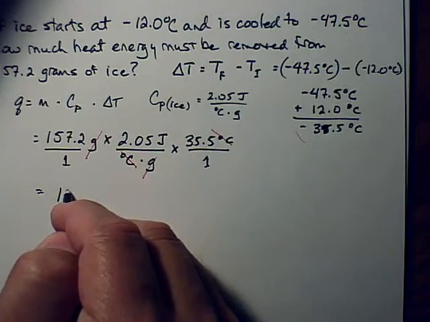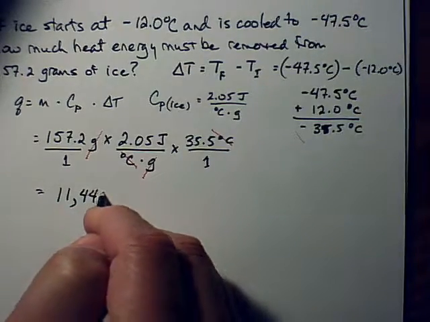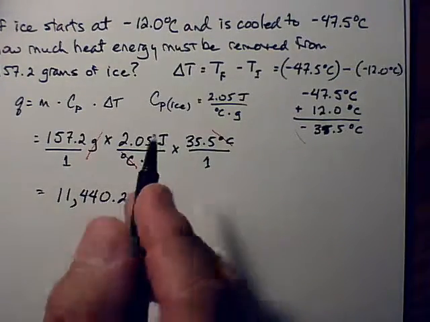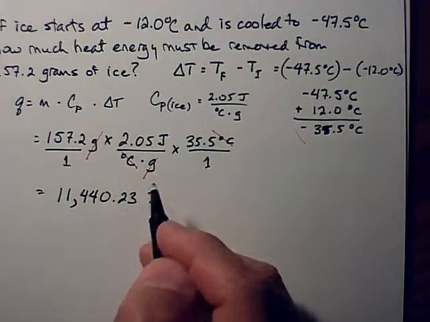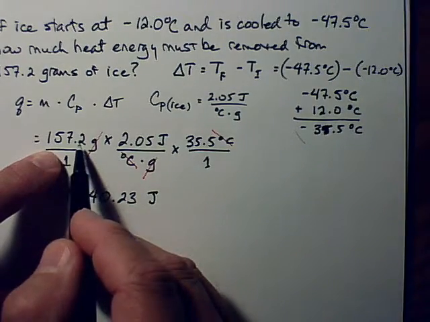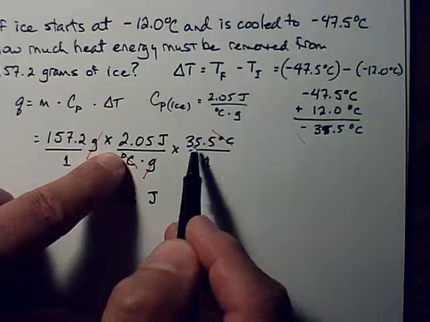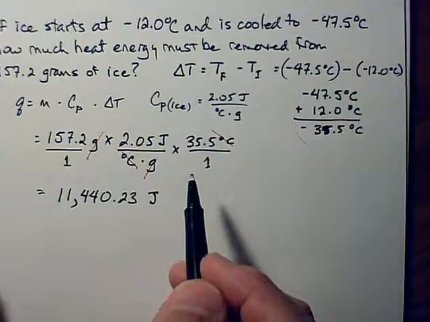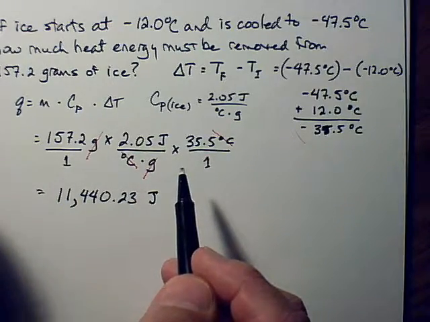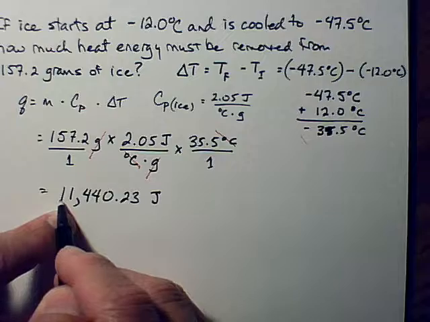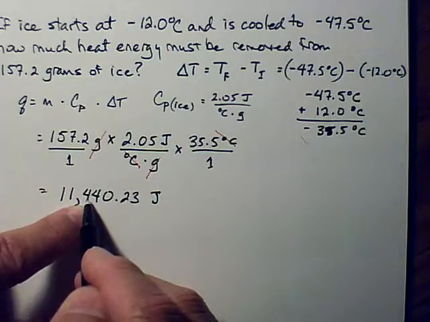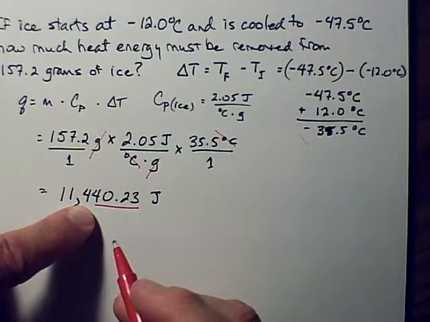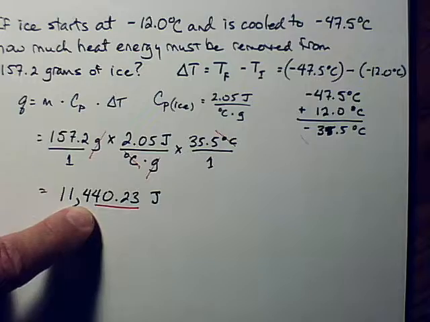All right, so I got 11,440.23. Now we've canceled all the units save joules, so we have to have joules here. Now we have to round. I've got 4 significant digits here, 3 significant digits here, and 3 here. So of those measured or calculated numbers, these two have the smallest number of digits, and we need our final answer to have the same number of digits. So we're going to count from the first non-zero digit from the left, 1, 2, 3. Those are our significant digits. Everything else is insignificant, so we have to underline the insignificant digits. It's required that you underline the insignificant digits.